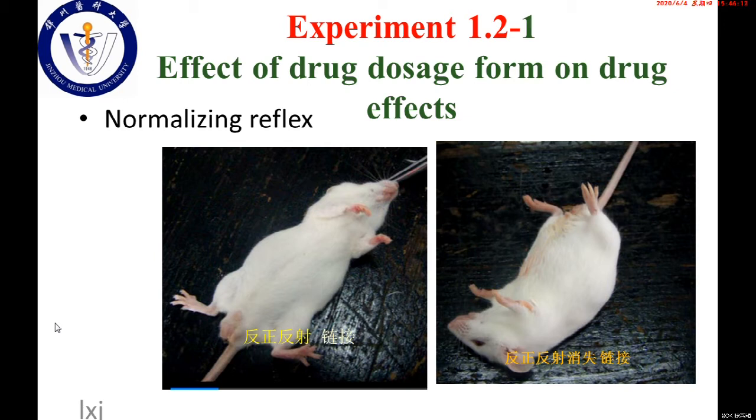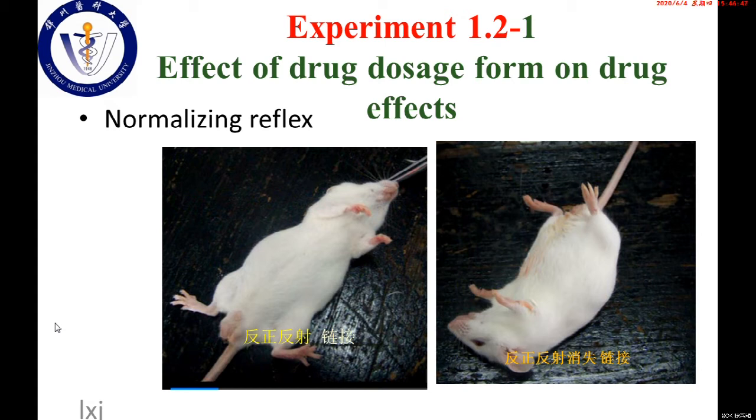Before administering pentobarbital, you should first observe the normalizing reflex of the mouse. And after administration, you also should observe when the normalizing reflex disappears. Now, first, know what the normalizing reflex is.